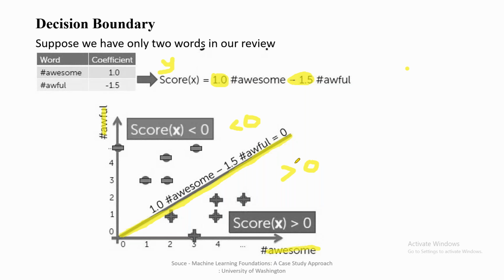So what I told you earlier is, whenever you get the score, if it is greater than 0, then I will predict it as positive. And if the score is less than 0, I will predict it as negative. So this is my machine learning model. What is my model? This equation of a line is my model. This is my classifier.